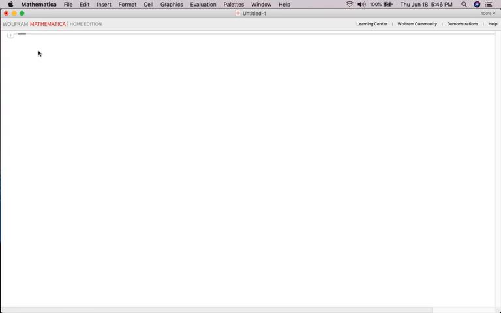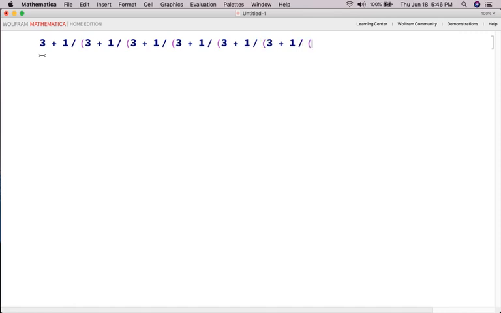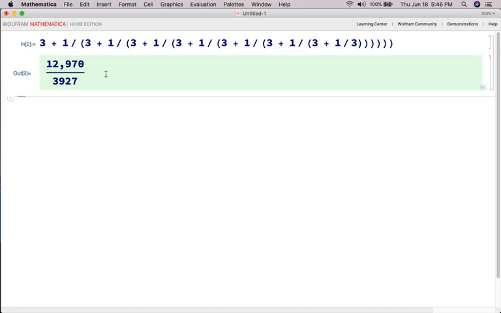So 3 plus 1 divided by 3 plus 1 divided by 3 plus 1 divided by 3 plus 1 divided by 3 plus 1 divided by 3, and we're just going to go on forever and ever, right? We could do another one for greater accuracy. Close all of our parentheses, shift enter. In this case, I would prefer a floating point number. That's easy.